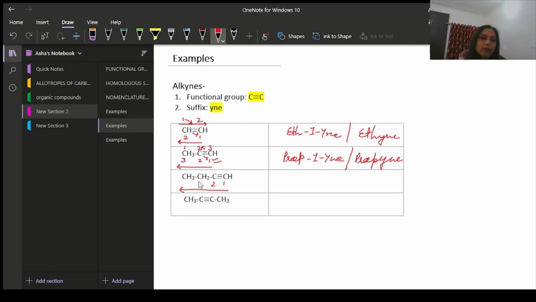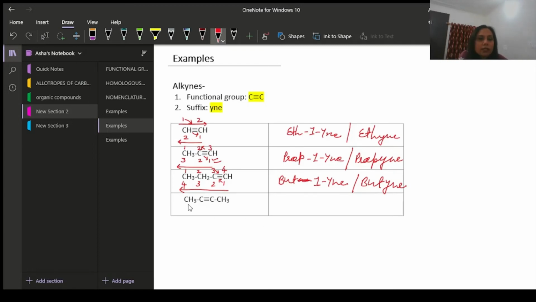Okay, now here in this case if you are doing the backward numbering, this is the first carbon, this is the second carbon, this is the third carbon, this is the fourth carbon. If you are doing numbering from front to back, this is the first carbon, this is the second carbon, this is the third carbon, this is the fourth carbon. So in front to back numbering, we are seeing that the triple bond is coming with the third carbon, and when we are doing the numbering from back to front, we are seeing that the triple bond is coming with the first carbon, right? So we will write, the total number of carbons are 4, so but, and but-1-yne, okay, so in short butyne.